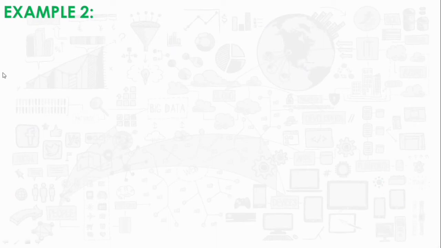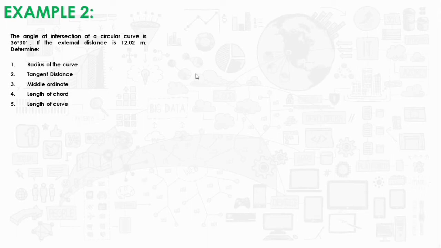Example number 2. The angle of intersection of a circular curve is 36 degrees and 30 minutes. If the external distance is 12.02 meters, determine the radius of the curve, tangent distance, middle ordinate, length of chord, and the length of curve. So given the angle of intersection, I, which is 36 degrees and 30 minutes.